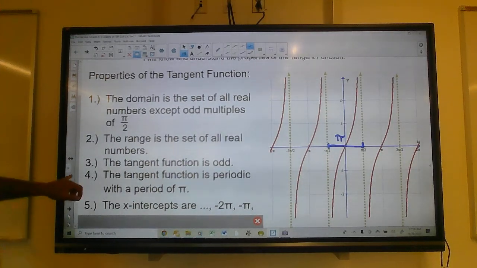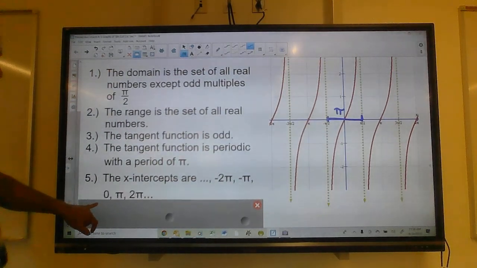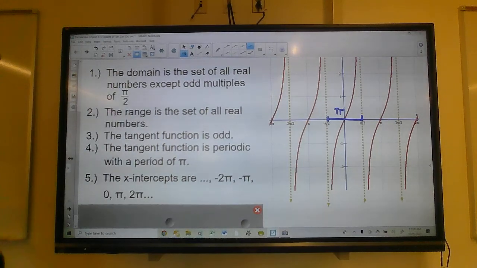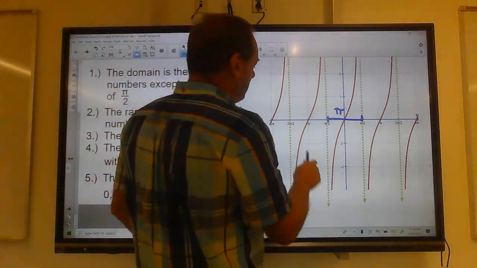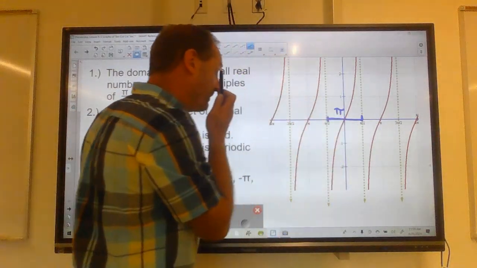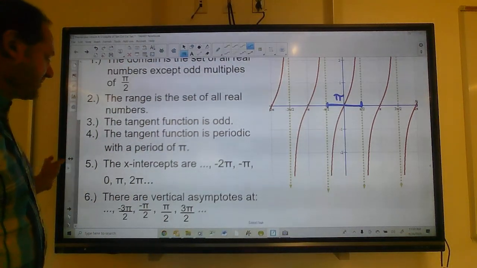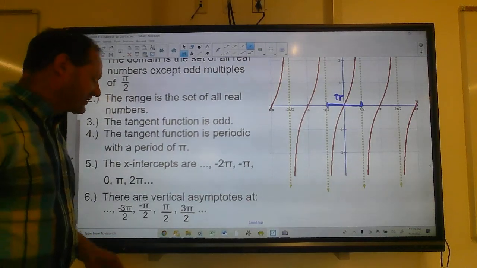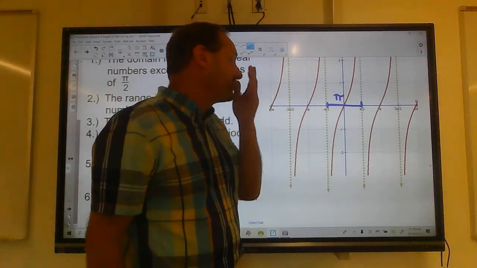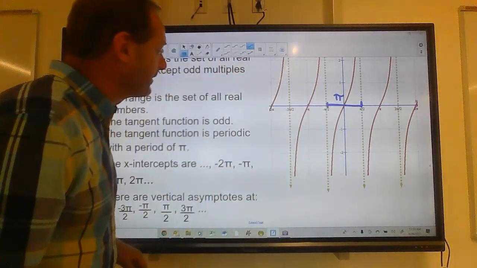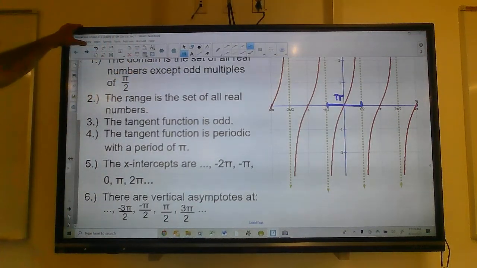The x-intercepts are at negative 2 pi, negative pi, 0, pi. So every whole pi, you get the x-intercepts. And there are vertical asymptotes everywhere it's undefined, so that's the odd multiples of pi over 2. There's vertical asymptotes there. Okay, so there's your tangent function.